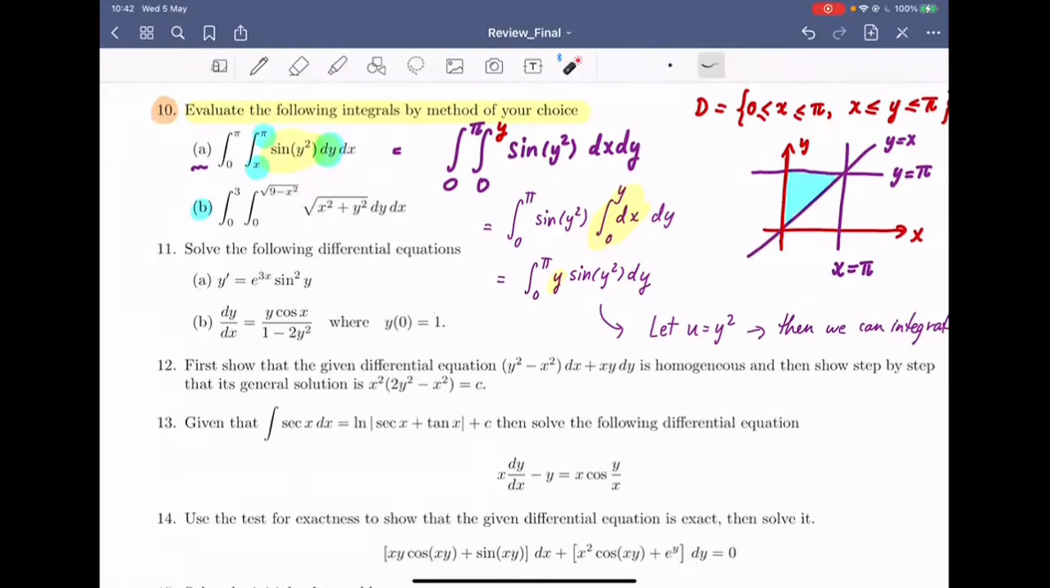But as I told you, when you see x squared plus y squared, this is a good sign that you should use polar coordinates. Because when you see x squared plus y squared, it is going to be related to a circle, and this shouldn't be a problem for doing polar coordinates. So we're going to do this question by using polar coordinates.